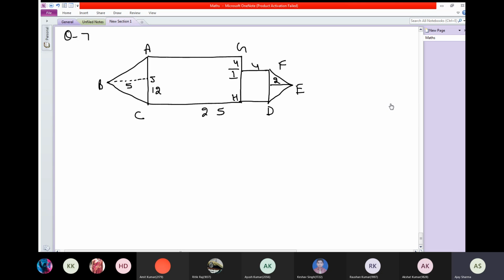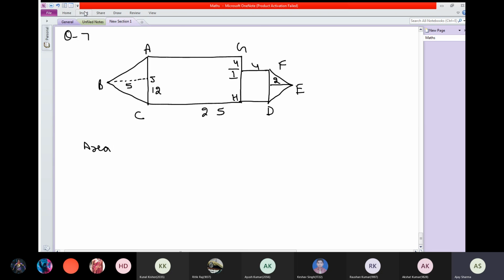How can we find it? Does anyone have any idea? Yes, tell me how. Sir, first we find the area of triangle ABC.